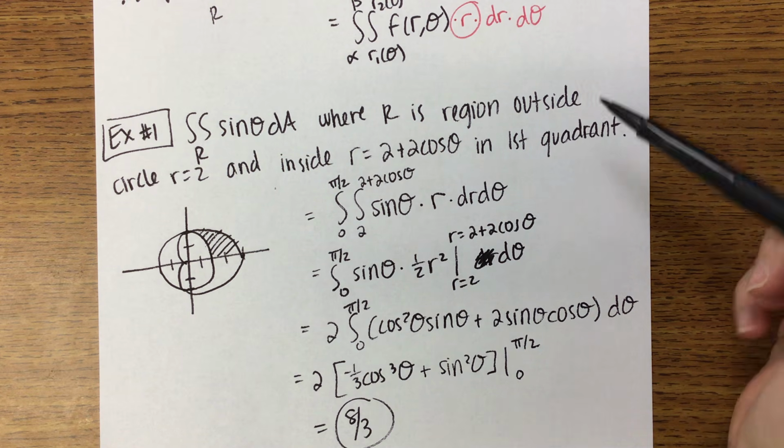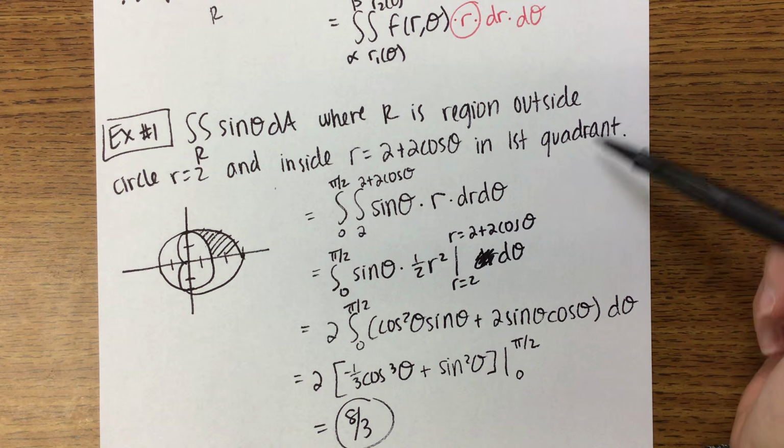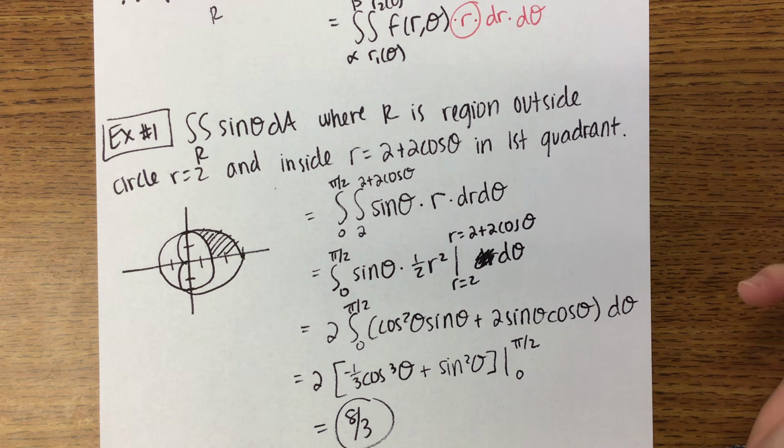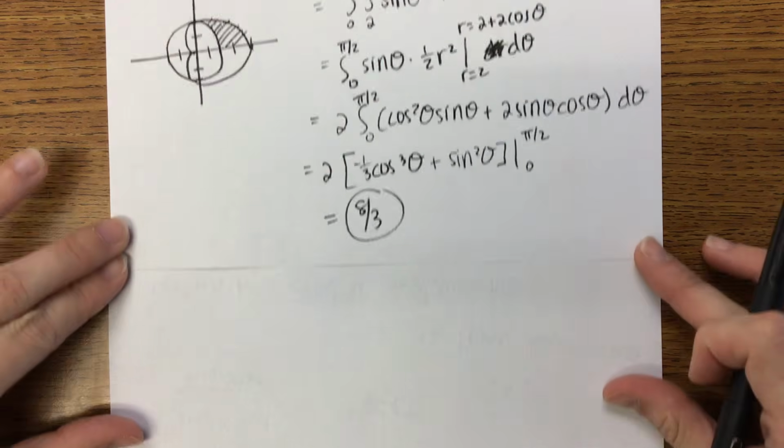Okay, most of the time the problems are not going to be like this, where everything's already in polar. You're going to need to be able to identify when polar is best. So we're going to look at a few examples that start out in rectangular, but that we're going to convert to polar.